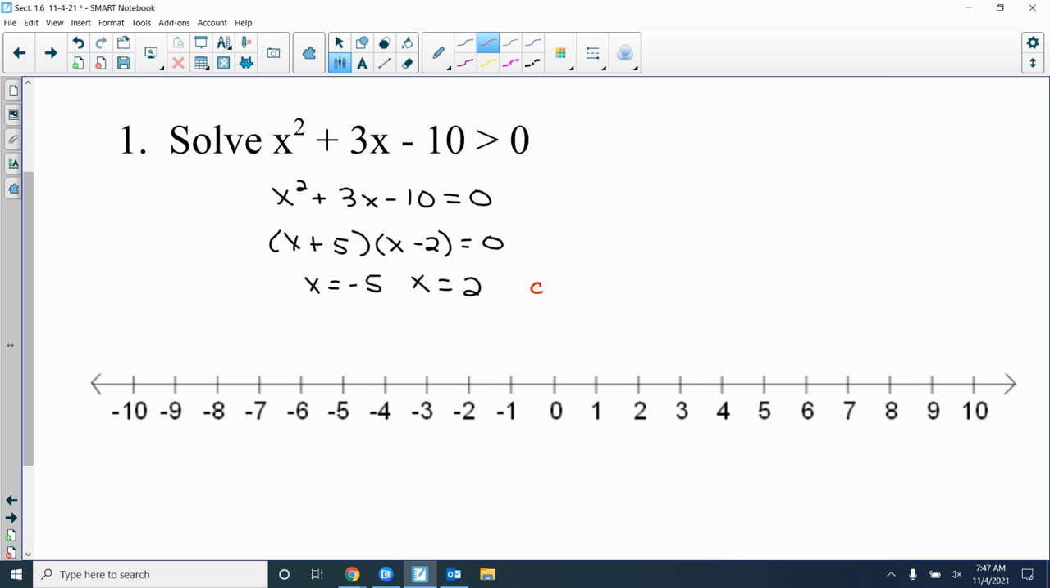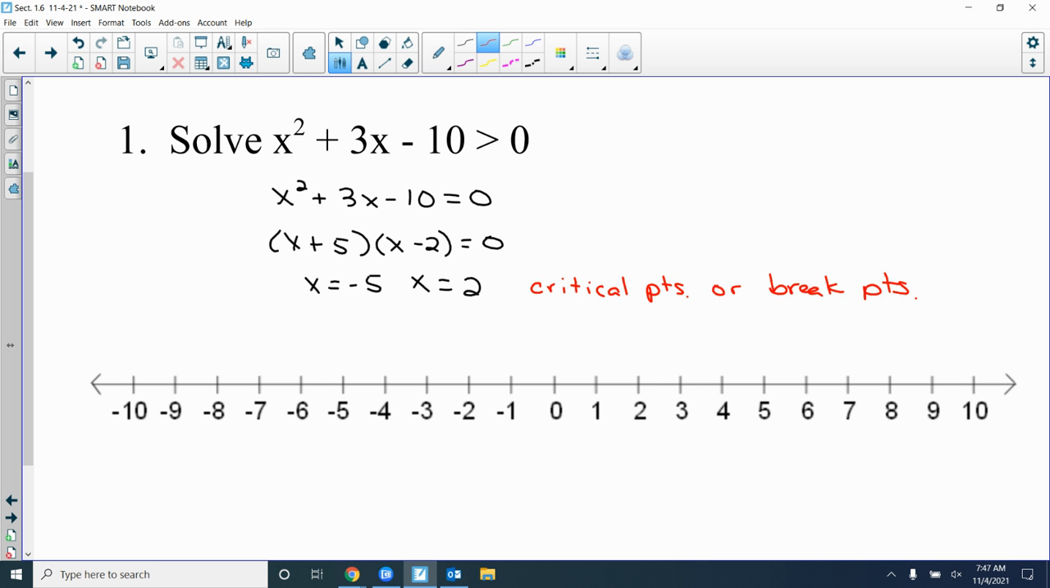Okay, and I'm going to call those my critical points or kind of break points. That's the only place it equals 0. So everywhere else it has to be greater than 0 or less than 0. Okay, those are the only cases.